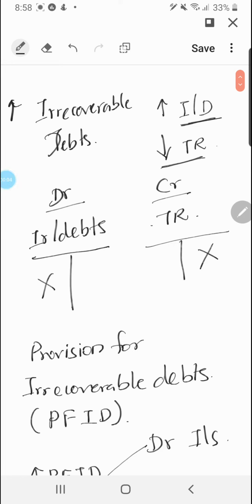Basics of irrecoverable debts and provision for irrecoverable debts. When there is an increase in irrecoverable debts, it leads to an increase in irrecoverable debts and a reduction in trade receivables. Therefore, the double entry would be debit irrecoverable debts account and credit trade receivables account.